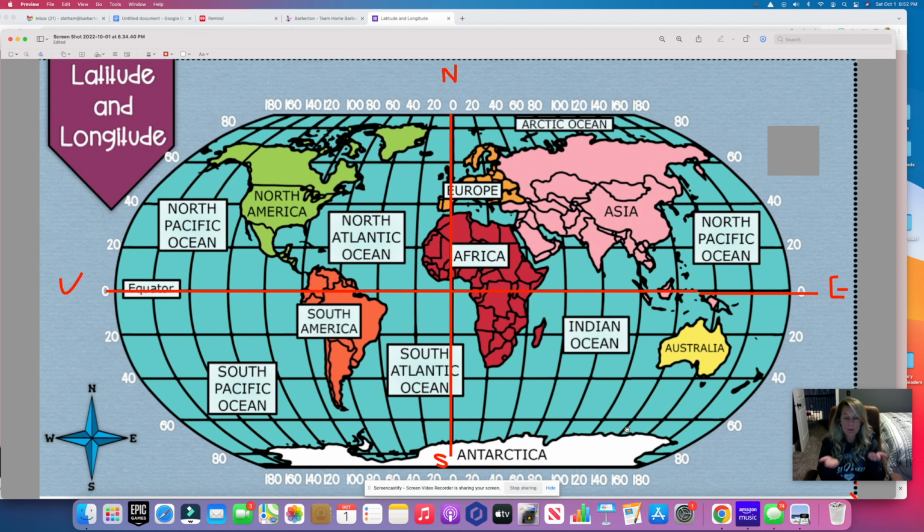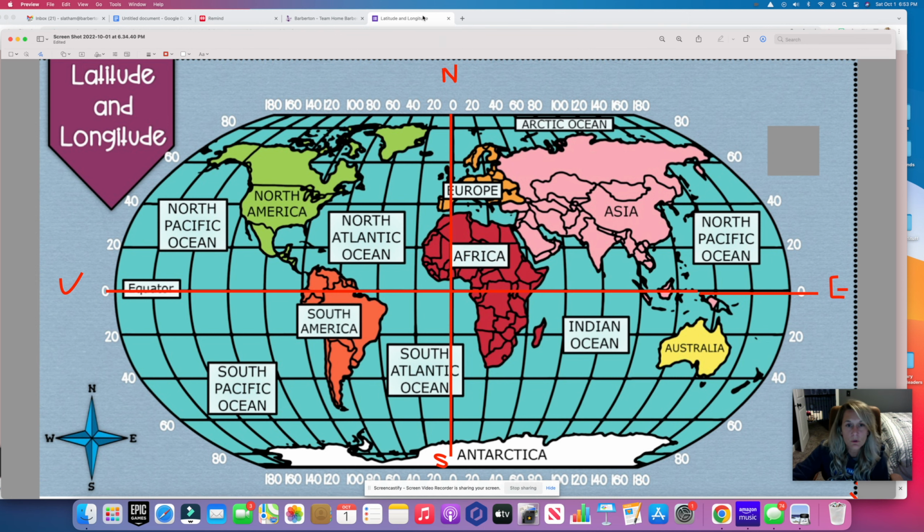Okay, so on my map on the screen, I have my equator line marked. So I took a red marker, just kind of went over it. That's 0 degrees latitude. And then I also have going up and down our prime meridian. The prime meridian is dividing east and west, and that is going up and down on our lines of longitude.